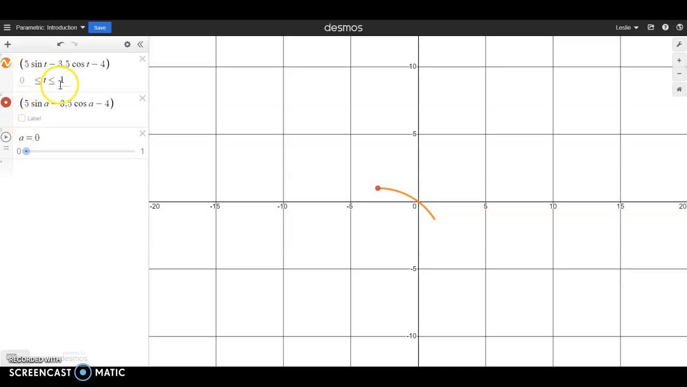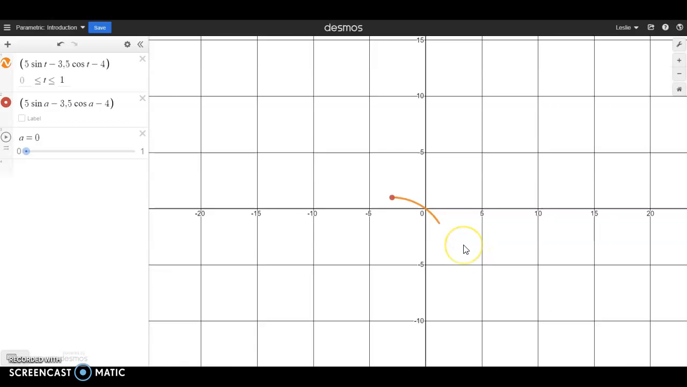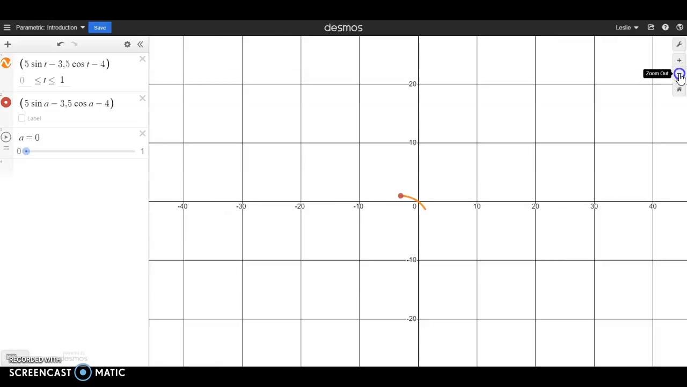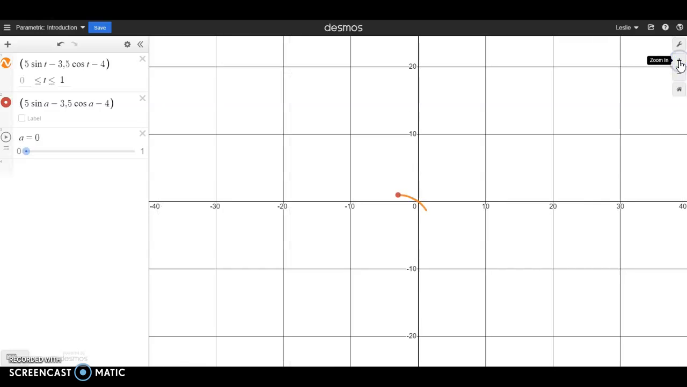Now, the other thing that I've done here is I've left a and t to be defined as only going between 0 and 1. And that's because I wanted to ask you if you could guess what the whole curve might look like. Let me redo that. I'll zoom out a little bit here. That might be too much. So what do you think this is?